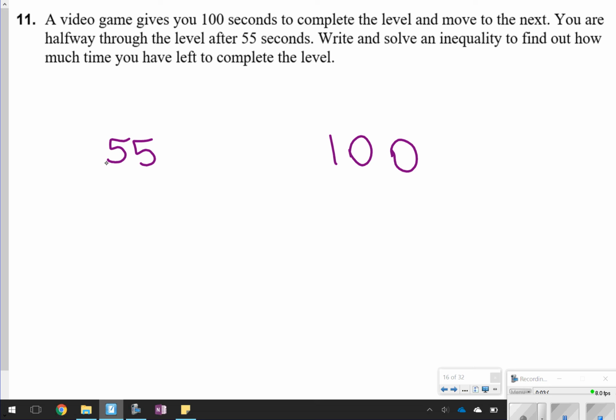So right now we've used up 55 seconds. What we can use is 100 seconds or less. So that means we're going to be using less than or equal to. If I'm already at 55 seconds, what I can do is add on some more seconds. So I'm just going to do 55 plus p. And that means that whatever I use there should be less than or equal to 100. Okay, so this would be the first thing you needed to do is write the inequality.